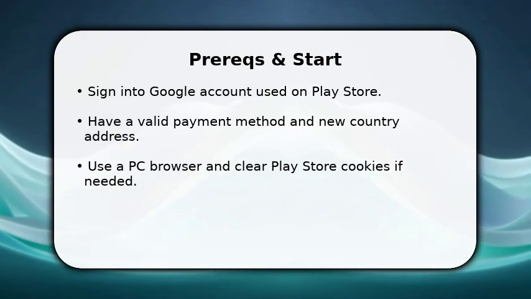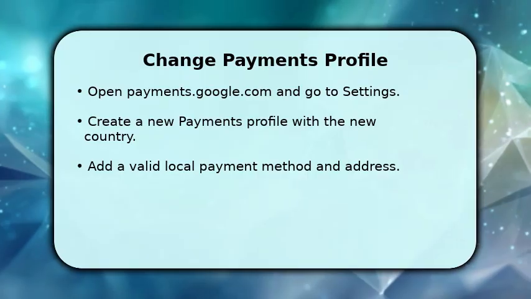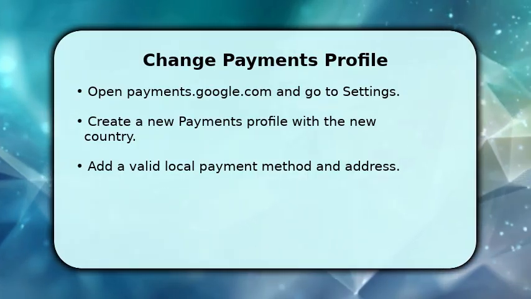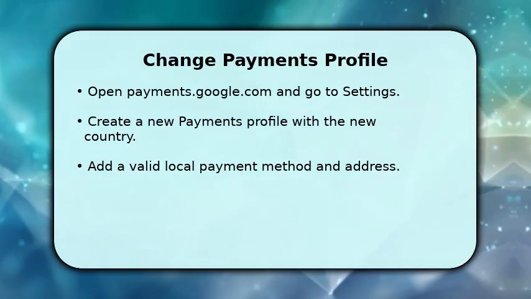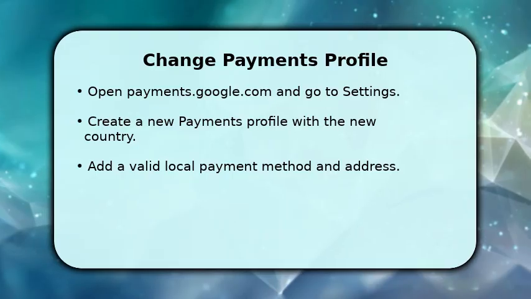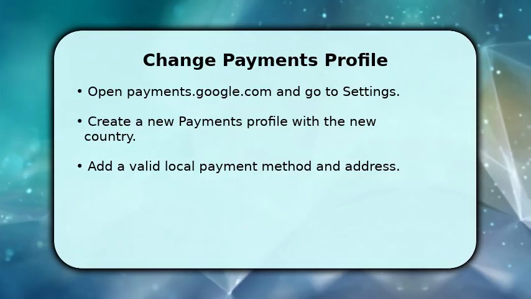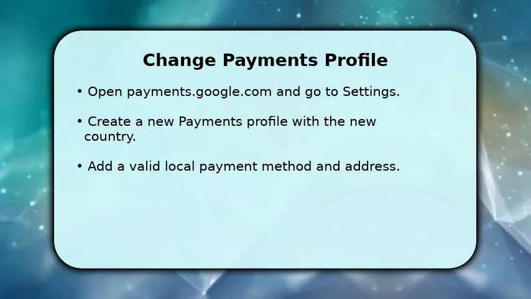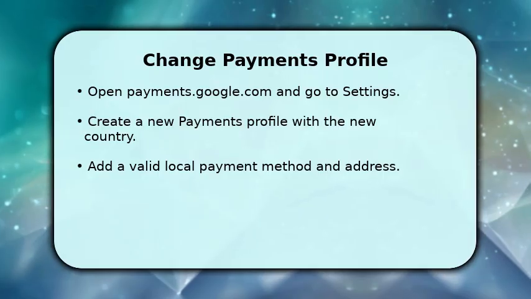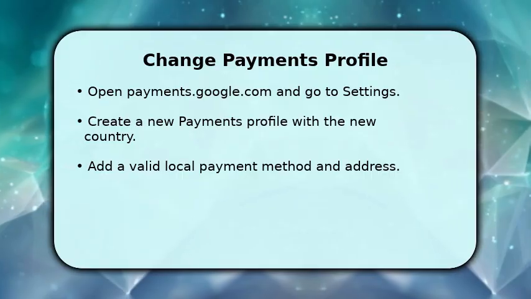You now change the payments profile because Play reads that country. Go to payments.google, open Settings and choose Create New Profile, pick the target country and enter a local billing address. Add a local payment method, a card or local payment option, so Google verifies the profile. Once added, your payments profile switches, which updates Play Store country eligibility. Make sure names and address match bank records.